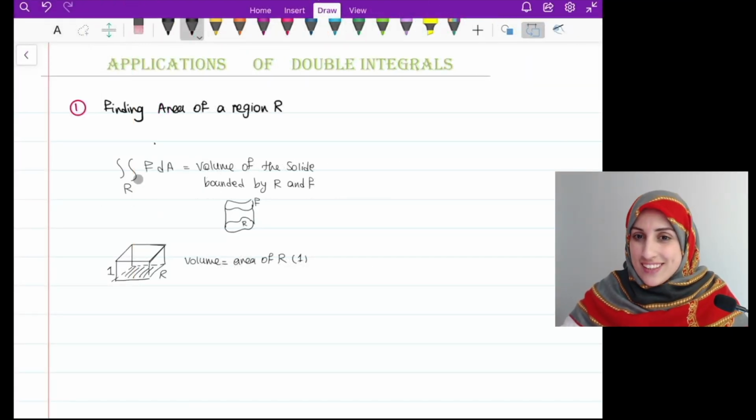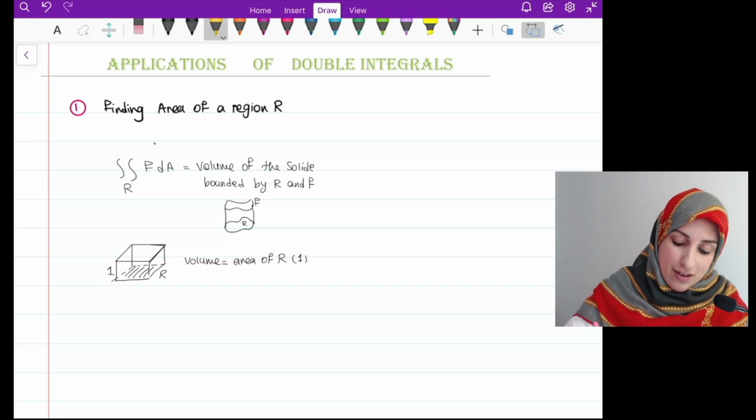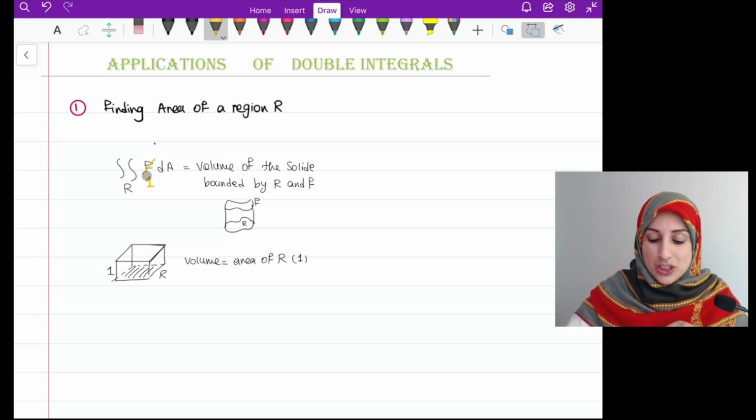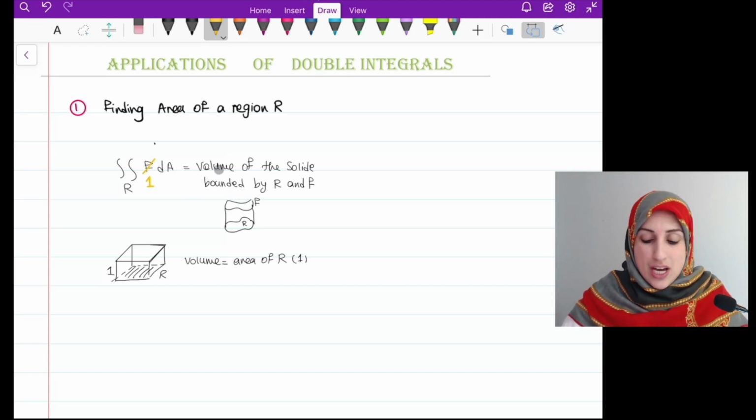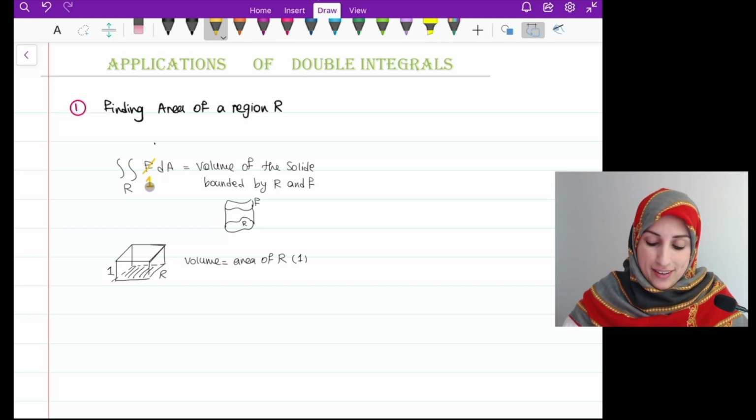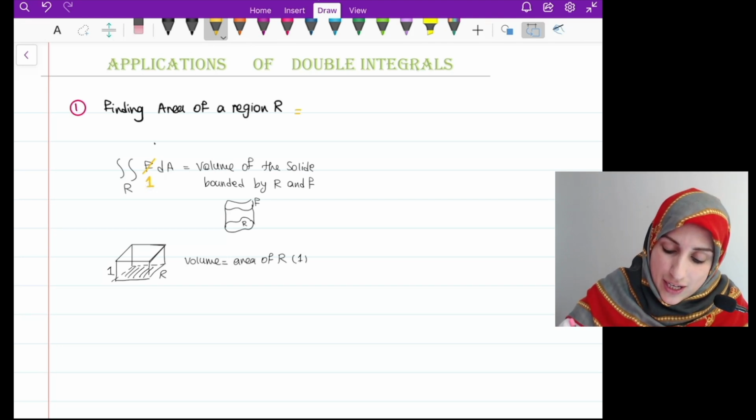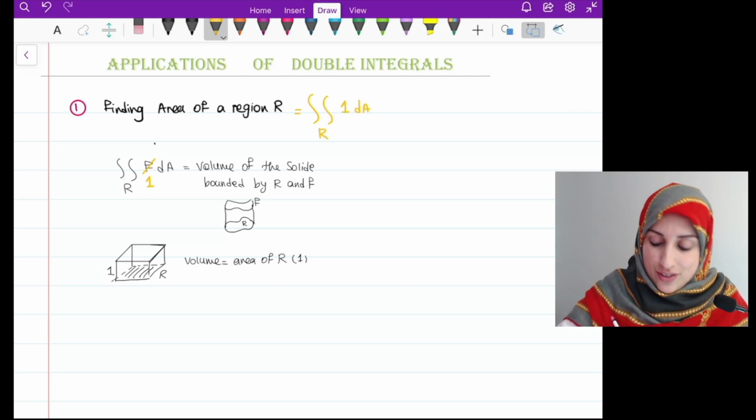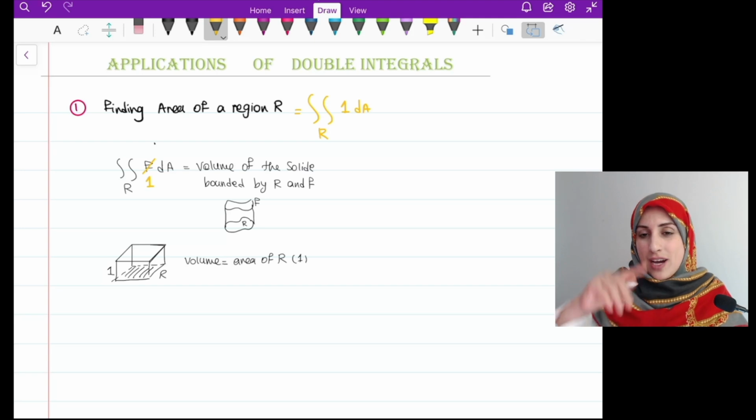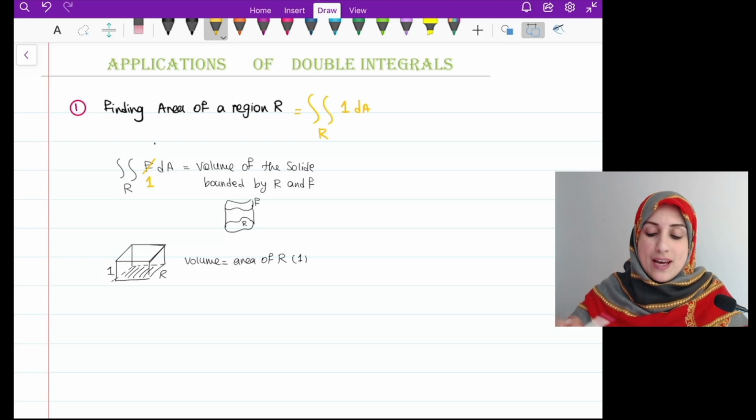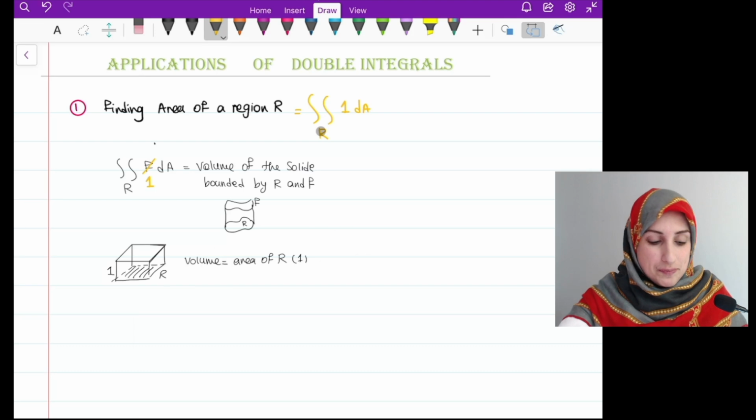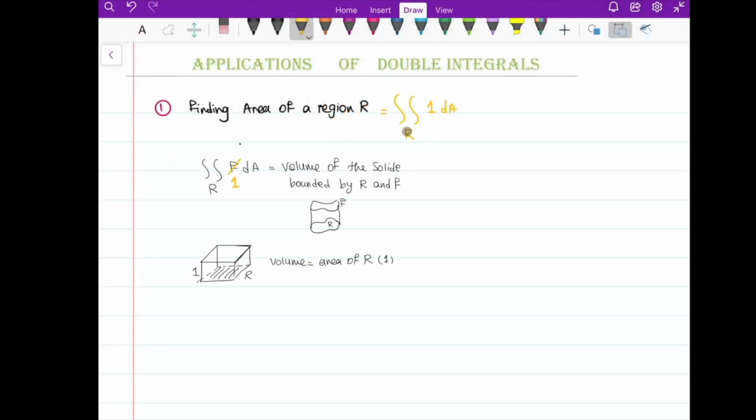So now inside the double integral, if instead of f we have 1, the volume of this solid is just the area of the region R, because the height of the solid is 1. So it would be the double integral of 1 dA over the region R. So we give the height 1, and then we find the volume of the solid with the height 1. It gives us the area of the base.